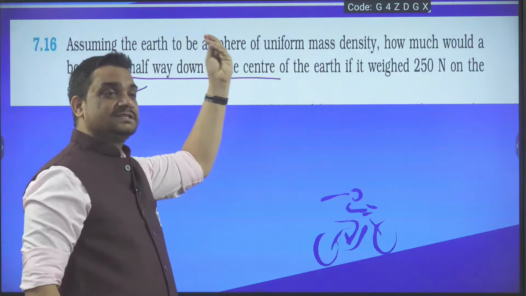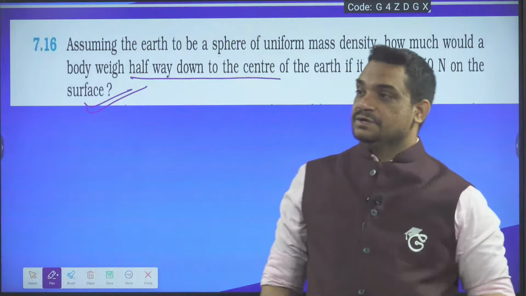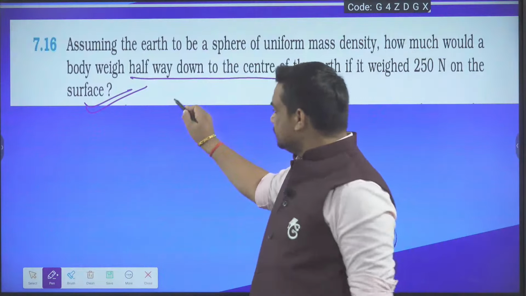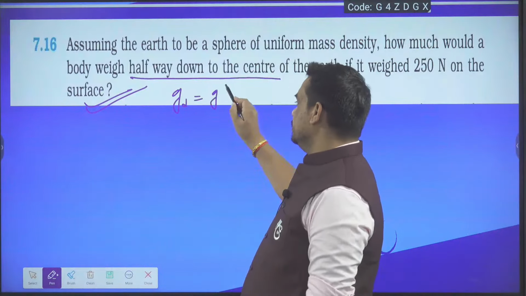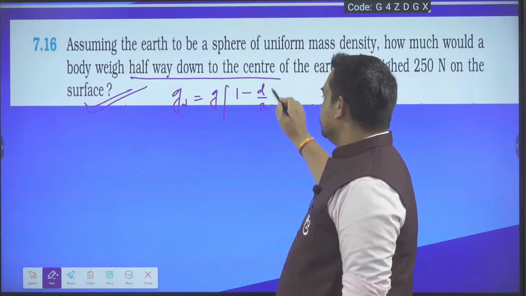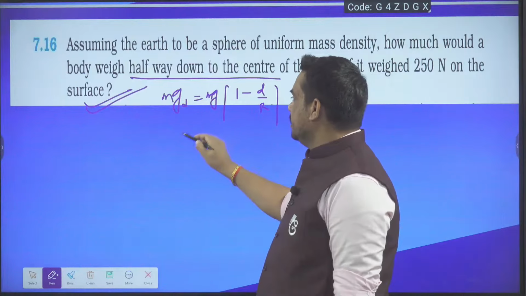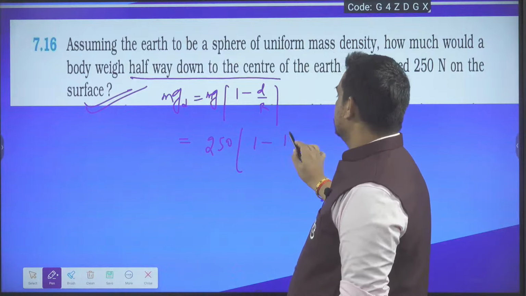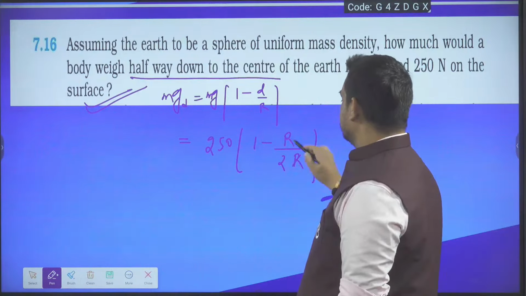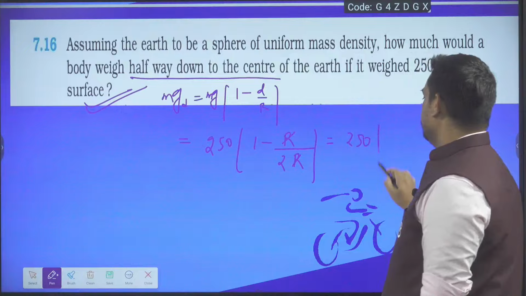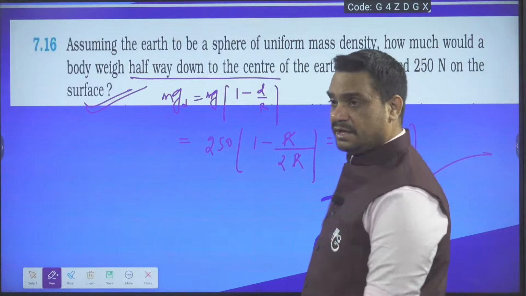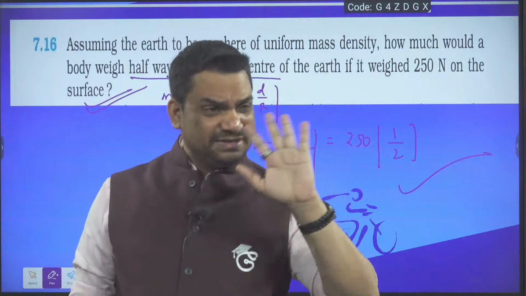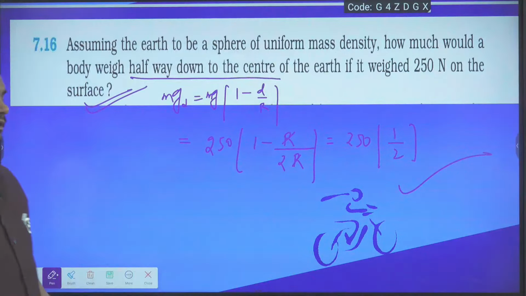These types of questions they ask multiple times. So 250 on the surface. Then what is it at halfway? We can use the formula from previously: g times (1 minus d by R). Here mg value is 250, and here I write 1 minus d, where d is R by 2, R cancelled. This becomes 250 times (1 minus 1 by 2). With the height and with the depth, can we do the questions? It is always important and it is very basic, very simple, okay?